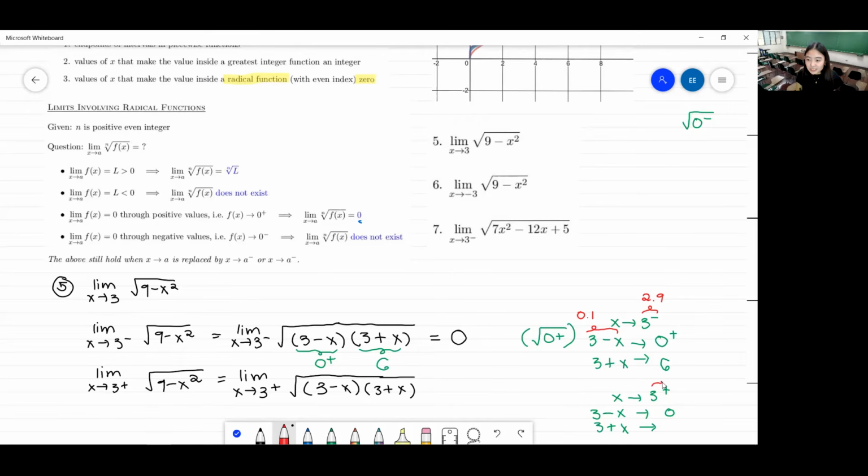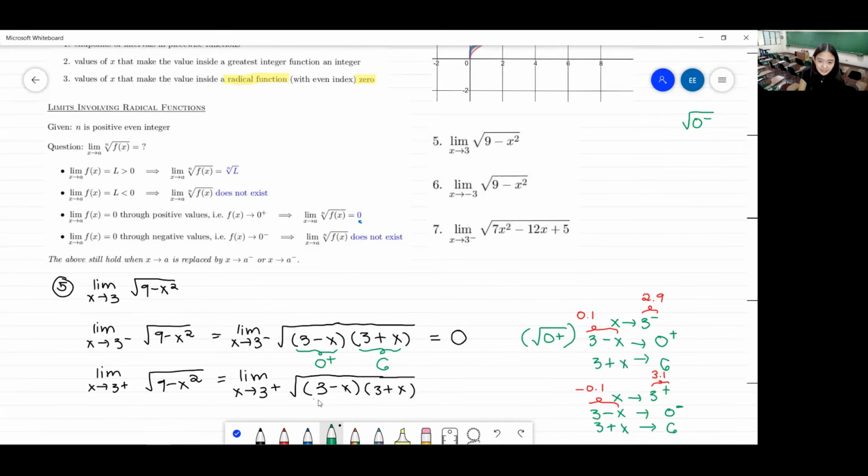So a possible test value is say 3.1. Substituting that to here, what I get is negative 0.1. And in relation to 0, where is negative 0.1? Negative 0.1 is in fact nasa left side yan ng 0. So 3 plus x naman yung isa pang expression here. As x approaches 3 from the right, the limit of 3 plus x is 6 pa din.